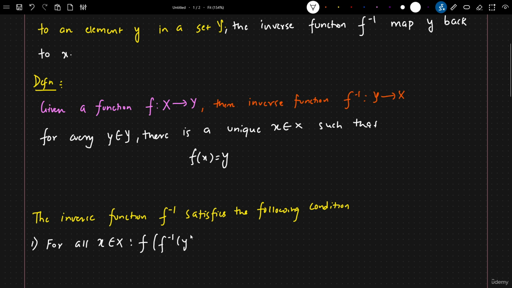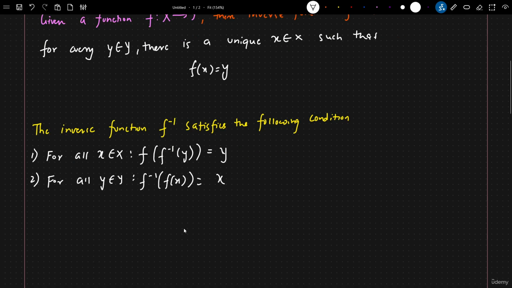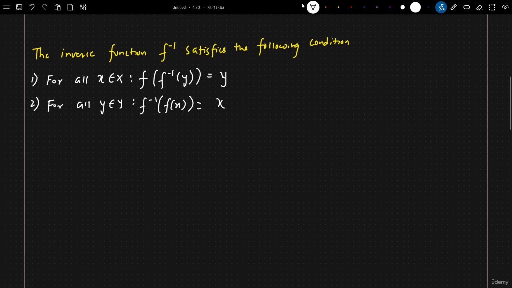I can write this function as f inverse of y is equal to y. Okay, we'll understand what exactly it is. Right now I'm just writing the definition, and just by seeing the definition I hope you will be able to understand. For all y belonging to set Y, f inverse of f of x will basically give me x.